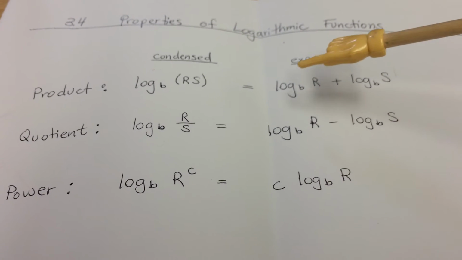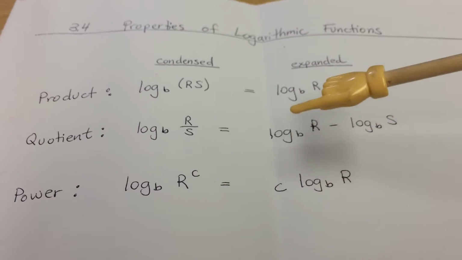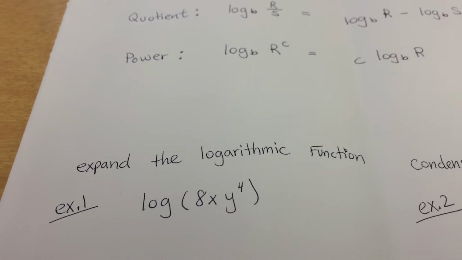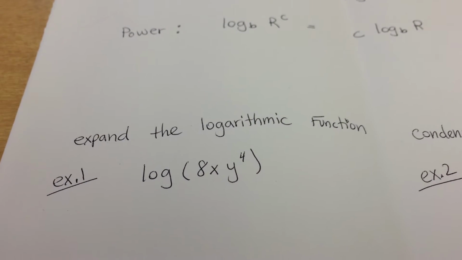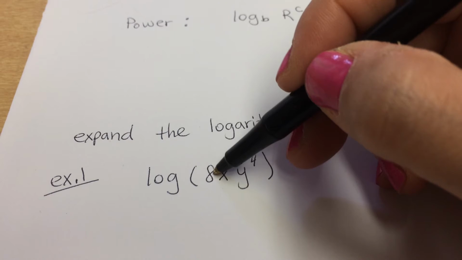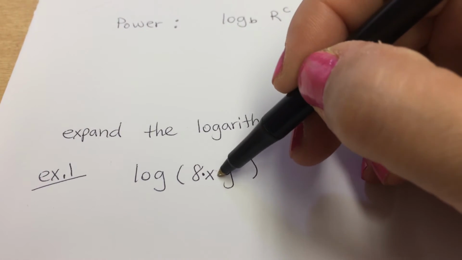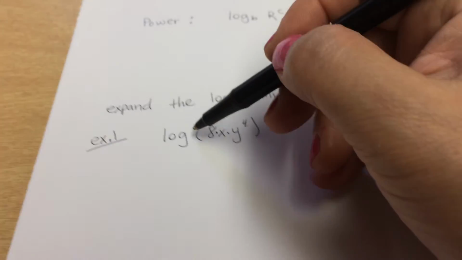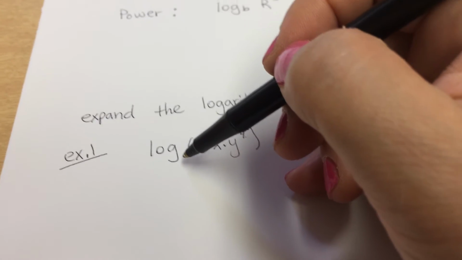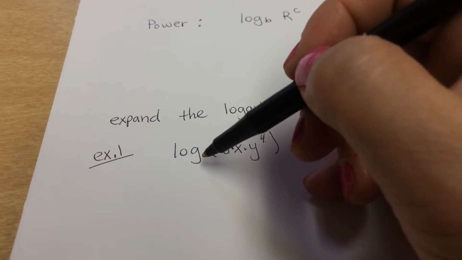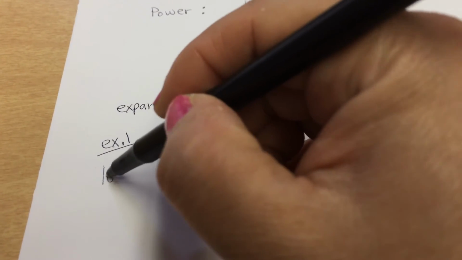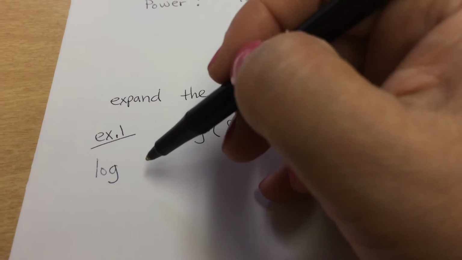Okay? So now using all three of these properties, let's go ahead and do the format. We're going to ask you to take this and expand it. Since this is all multiplication, it's 8 times x times y to the 4th. Multiplication, when we expand it, turns into a plus. So again, we're going to take this log. The base of that is 10, because we had mentioned that before. So we're going to take all of this and distribute to each one of those. So what does that look like? It's going to be log base 10, because we have to say that, right?